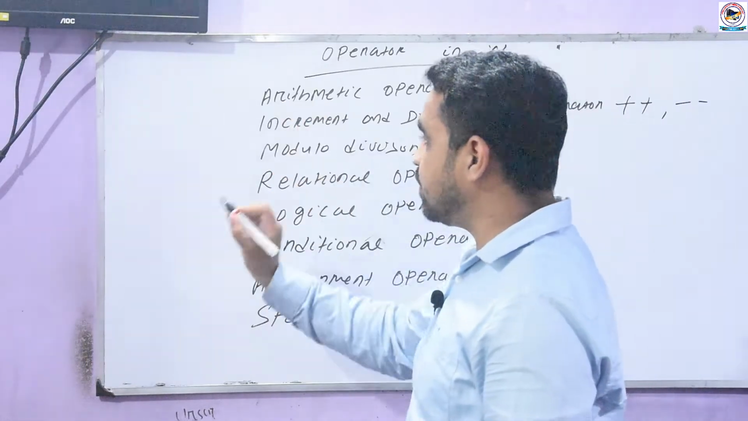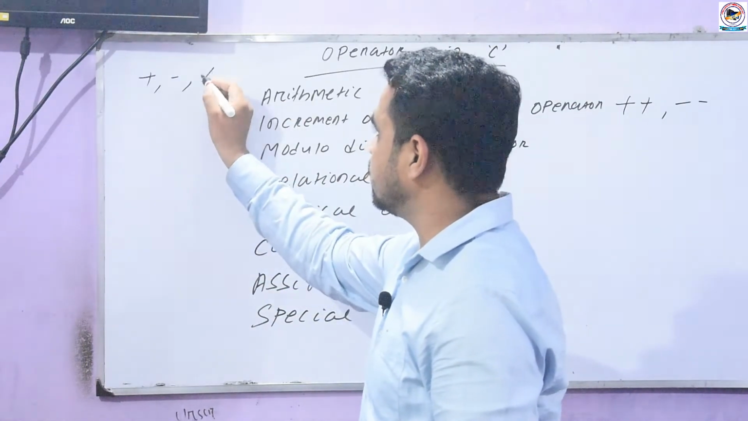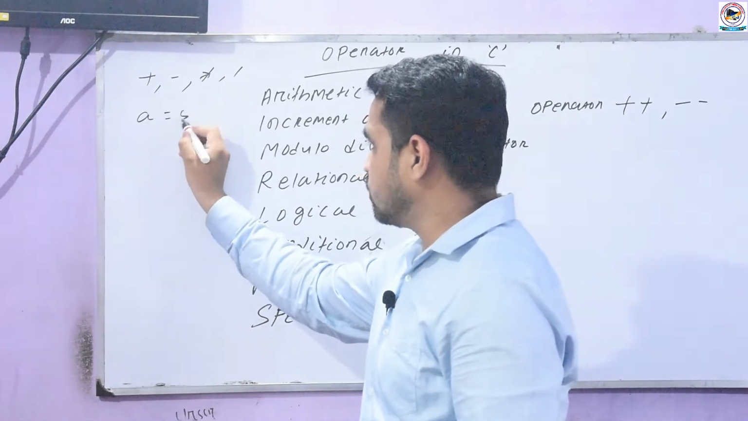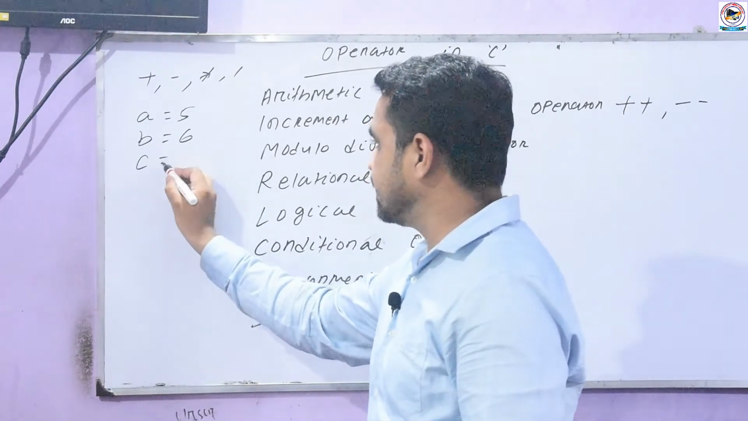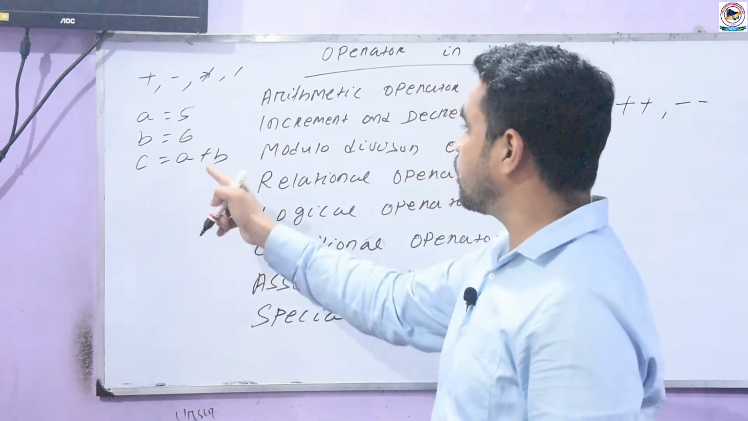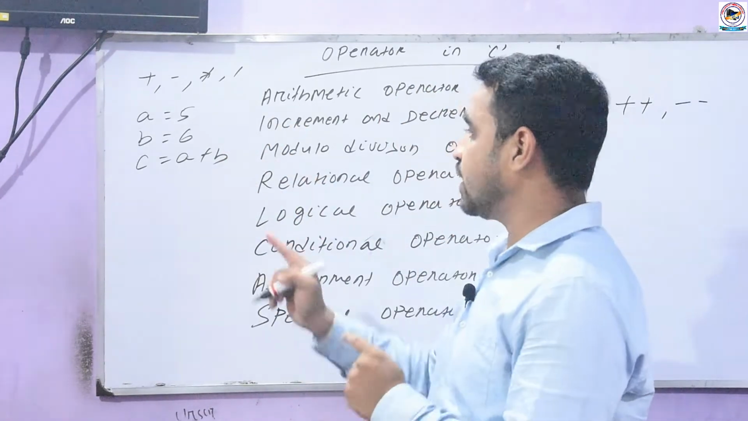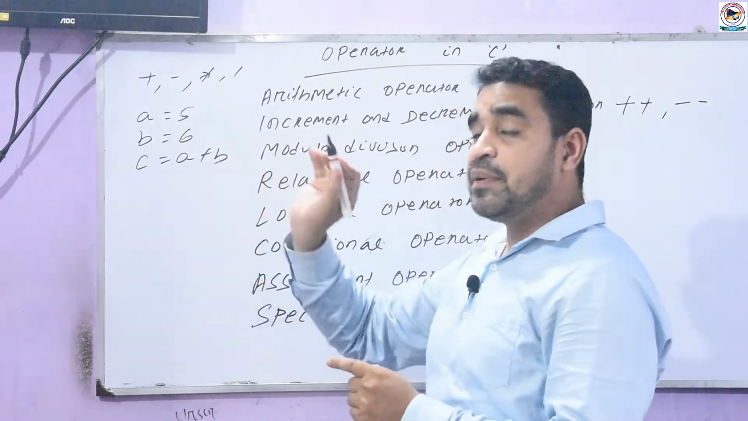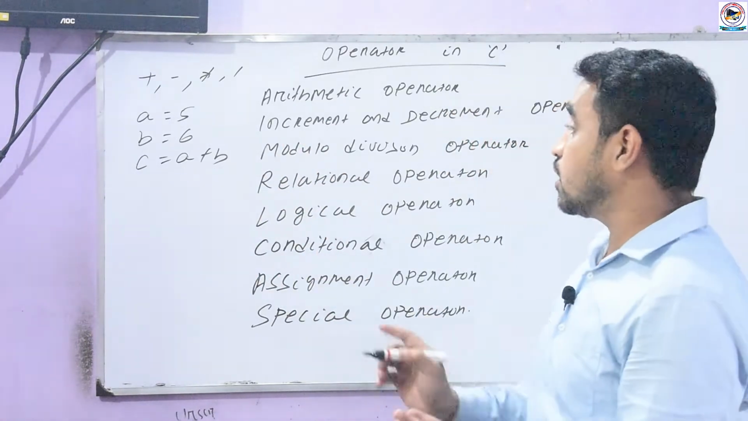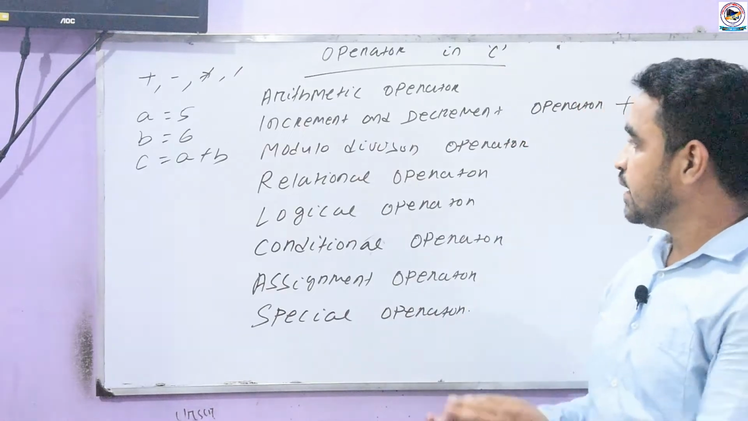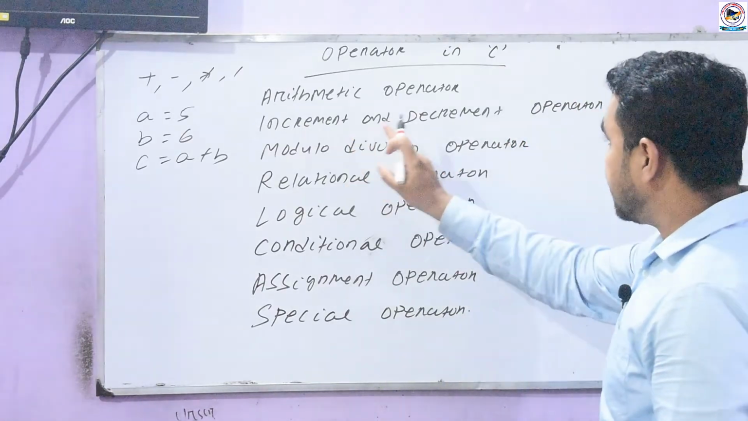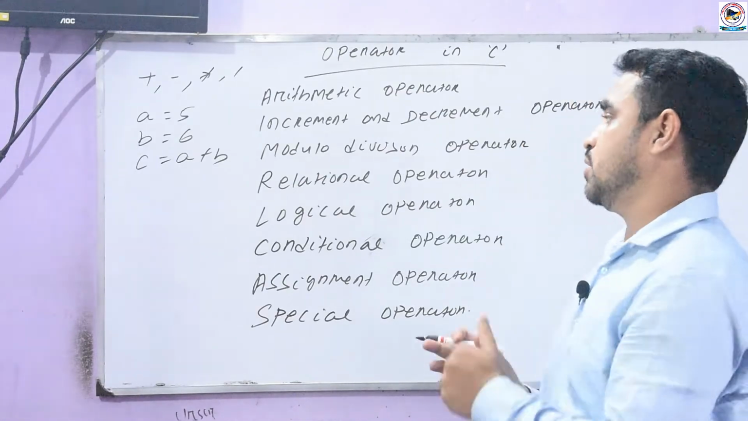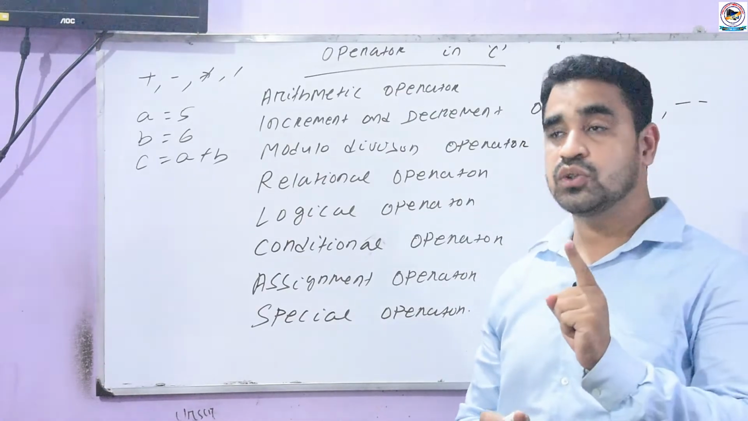Suppose in arithmetical operators plus, minus, into, divided, if we write a is equal to 5, b is equal to 6, c is equal to a plus b, here plus is the arithmetic operator which works on two operands. So arithmetic operators work as binary operators. Similarly, increment and decrement operators work as unary operators which work on one operand.